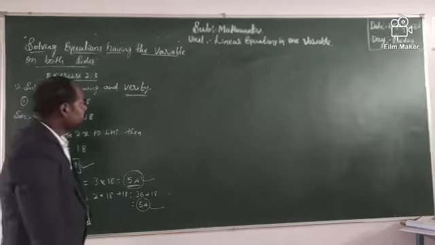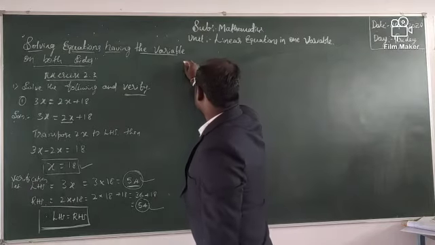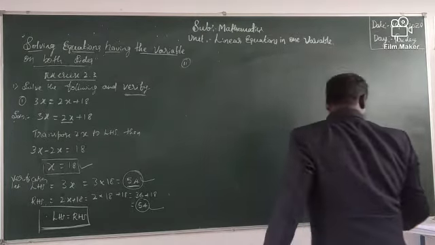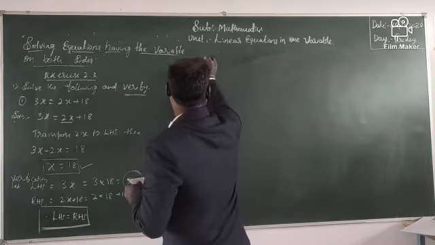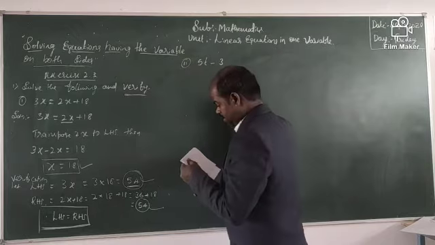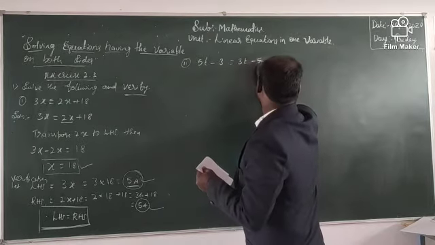Now I will pass to the next exercise, next problem, that is 5t minus 3 equal to 3t minus 5.